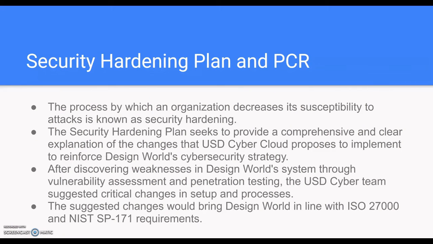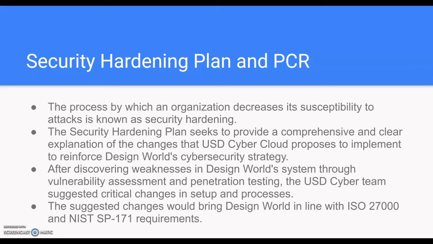The process by which an organization decreases its susceptibility to attacks is known as security hardening. The security hardening plan seeks to provide a comprehensive and clear explanation of the changes that USD CyberCloud proposes to implement to reinforce DesignWorld's cybersecurity strategy.